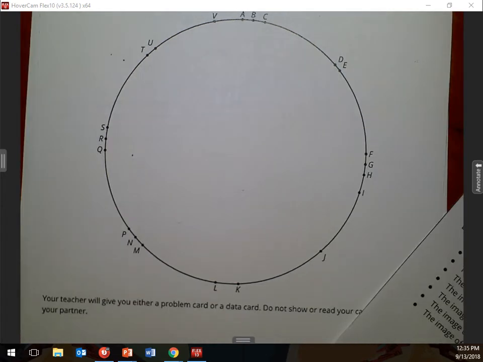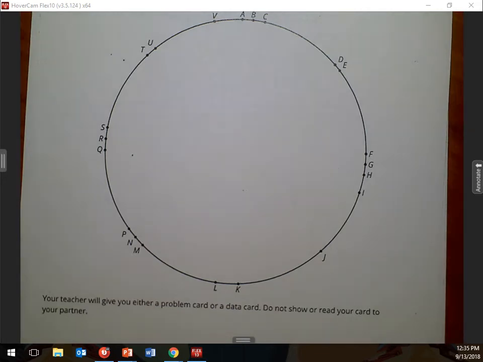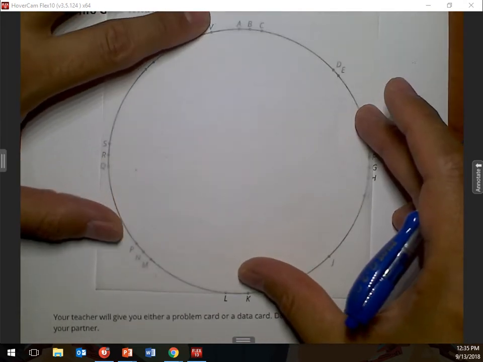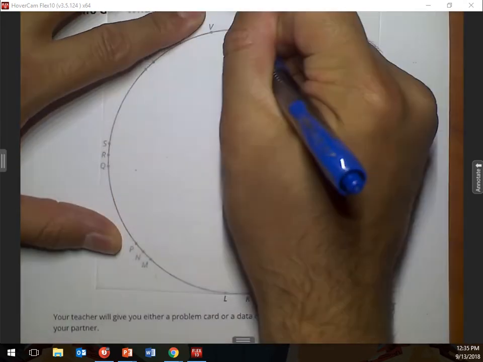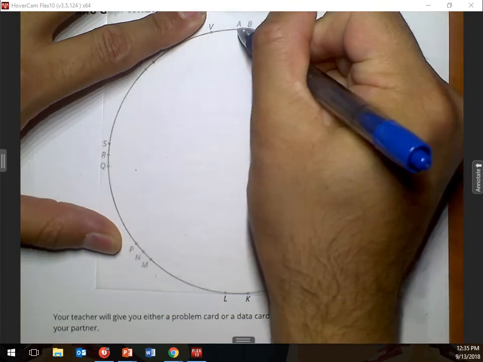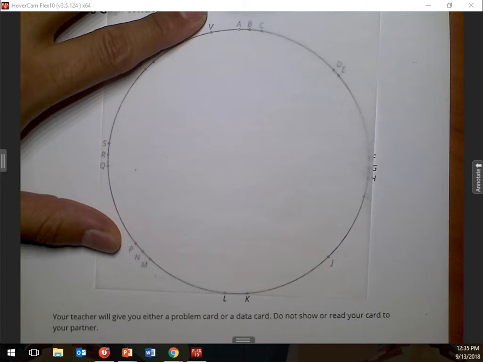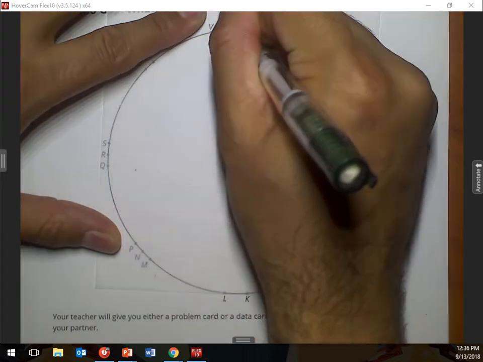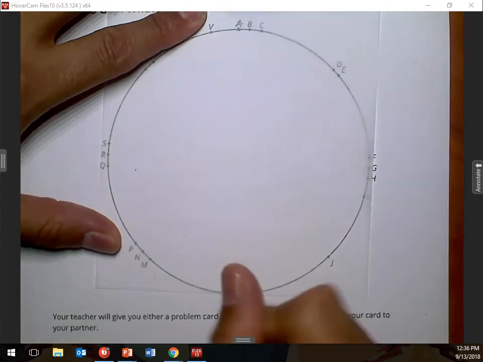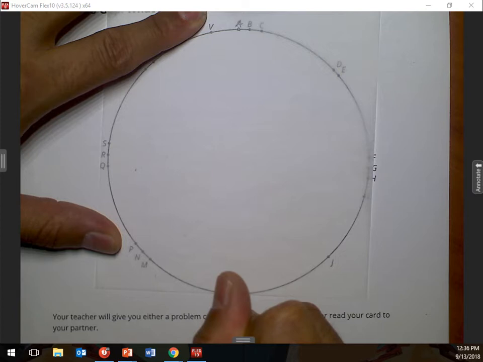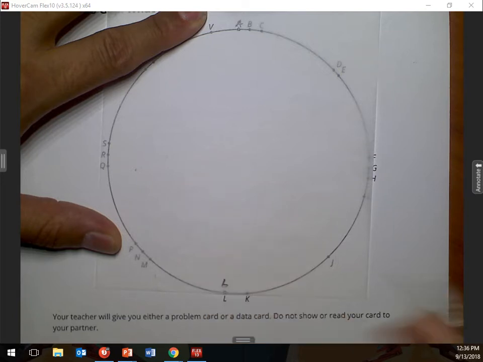So, my first piece of information says the image of A is L. That means I flipped A somewhere. Here's my A. There's A, and there's my L. Image of A is L.